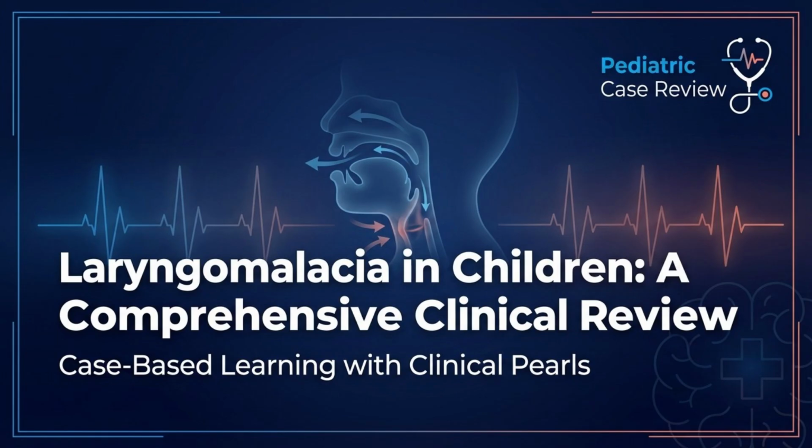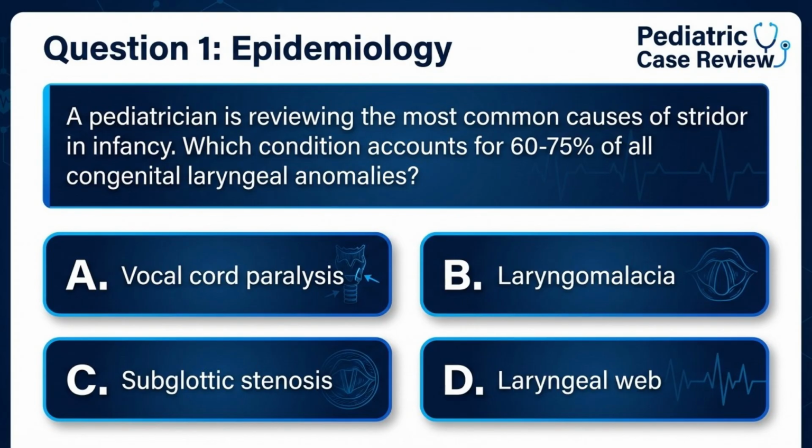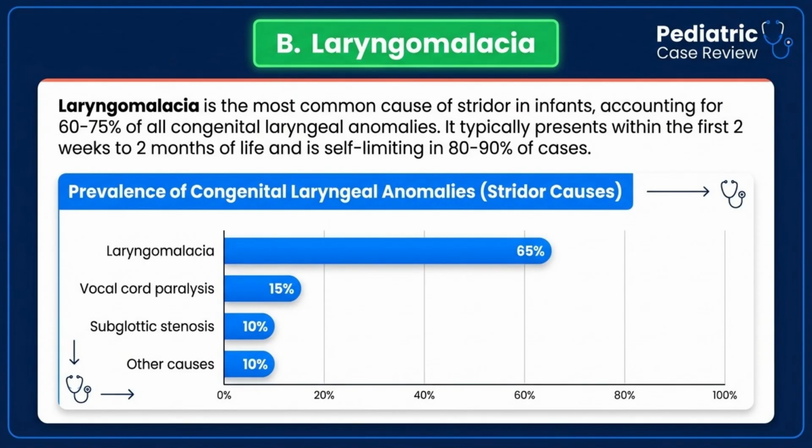Let us begin. Here is our first question on epidemiology. A pediatrician is reviewing the most common causes of stridor in infancy, which condition accounts for 60 to 75% of all congenital laryngeal anomalies. Option 1, vocal cord paralysis. Option 2, laryngomalacia. Option 3, subglottic stenosis. Option 4, laryngeal web. The correct answer is option 2, laryngomalacia.